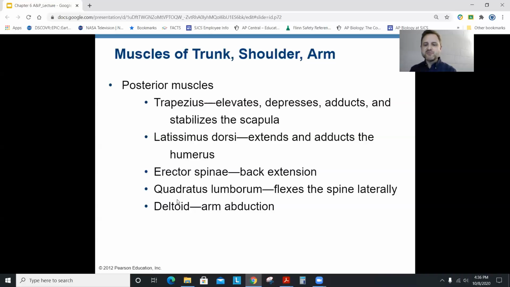The quadratus lumborum, flexing the spine laterally, would be doing this number, going back and forth a little bit. Obviously, you don't have a huge range of motion there, but you can flex your spine side to side a little bit. The deltoid is the triangular muscle in your arm. The deltoid abducts your arm, so it moves it away from the body plane.